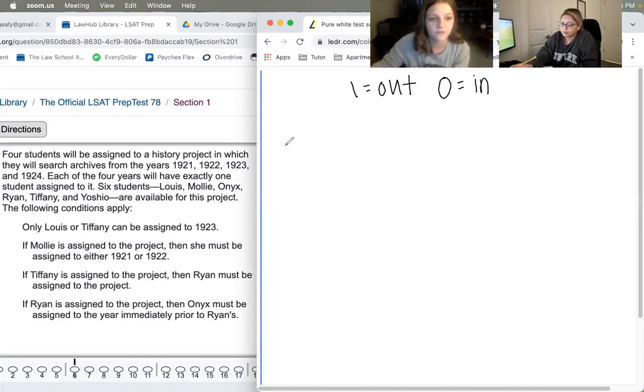Okay, so we have 4 students who will be assigned to a history project in which they will search archives from the years 1, 2, 3, and 4. Each of the 4 years will have exactly 1 student assigned to it, and 6 students are possible for this project. So we have L, M, O, R, T, Y.